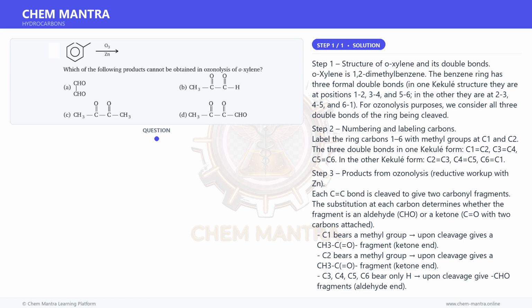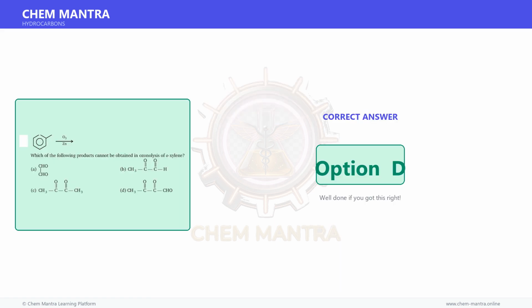Step 6. Conclusion. Options A, B, and C are all legitimate ozonolysis products of o-Xylene. Option D, CH3-C=O, C=O, CHO, cannot be obtained because no such connectivity exists in the o-Xylene ring that would produce a 3-carbon fragment with methyl ketone, internal ketone, and terminal aldehyde simultaneously. Therefore, the correct answer is option D.